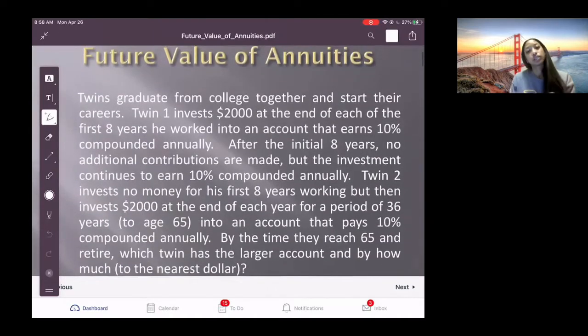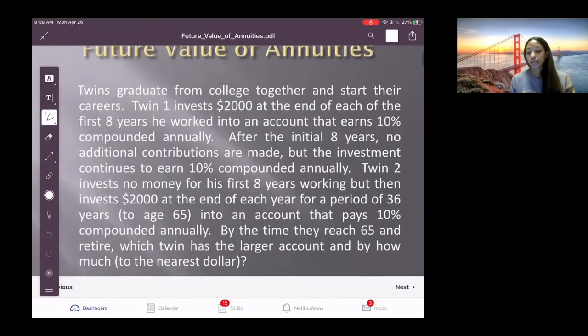I love this section because we start off with this interesting little problem. It says two twins graduate from college together and start their careers. Twin one invests $2,000 at the end of each of the first 8 years he worked into an account that earns 10% interest compounded annually. After the initial 8 years, no additional contributions are made.